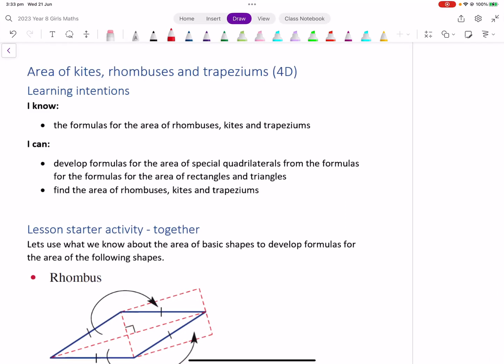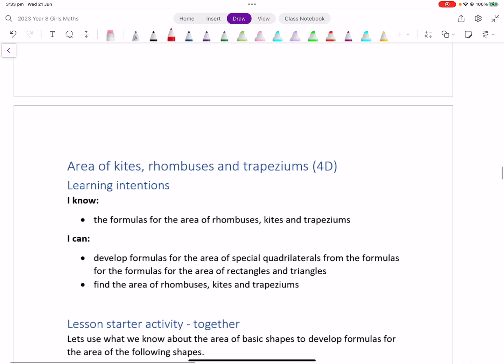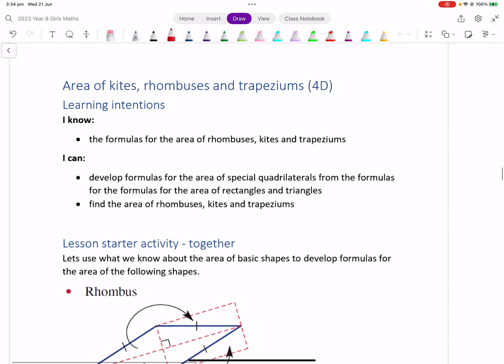I've just got a quick screencast for you on area of kites, rhombuses and trapeziums. But before we start, I want you to grab your notes, because I'm going to be annotating a version of the notes in front of you. Unfortunately, I haven't got the page numbers here, but if you turn to area of kites, rhombuses and trapeziums, maybe just pause me until you've found that page, have your pen ready to take some notes, and away we go.